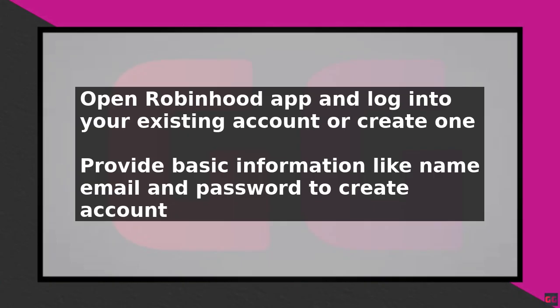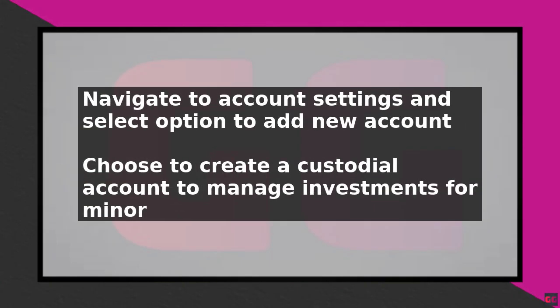A custodial account, also known as a UTMA or UGMA account, allows you to manage investments on behalf of a minor. To create this type of account, you will need to provide the minor's social security number or tax identification number, as well as their date of birth. You will also need to provide your own information as the custodian, including your relationship to the minor and your social security number. This information is required to comply with tax and regulatory requirements.